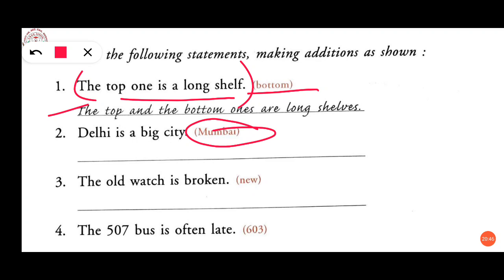Okay, two names. Now likewise the third one, the old watch is broken, and in bracket new is there. So the sentence will become like this: the old watch and the new watch are broken. Or you can also write the old and the new watches are broken. In two ways you can write.